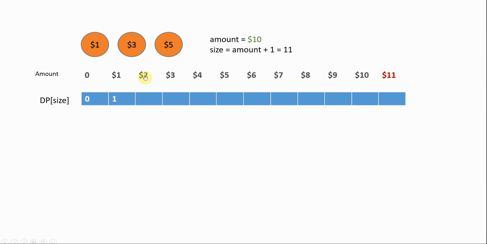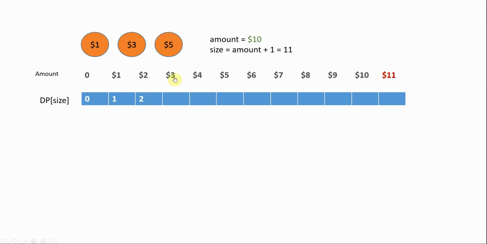Same thing for $2. Can we take $1? Yep, we can because it's less than 2. If you take this 1, you subtract 1 from 2, and we're left with $1. What's the DP of 1? It's 1. So the minimum number of coins required to make $2 is going to be 1, which is $1, plus dp of 1, which is 1, so that's going to be 2. Can we take $3 for this? No, because it's greater than 2, and same for $5. So the dp for $2 is going to be 2.